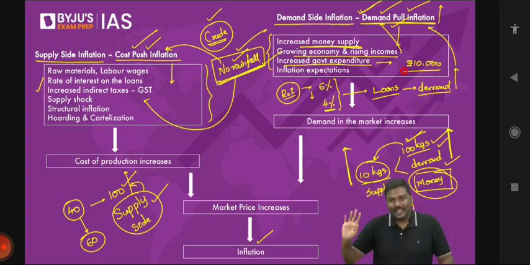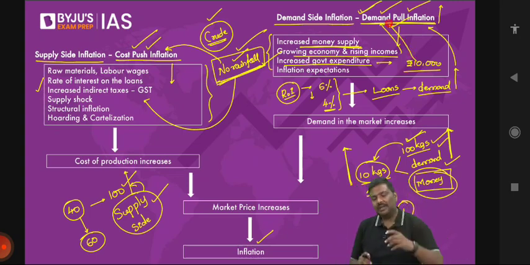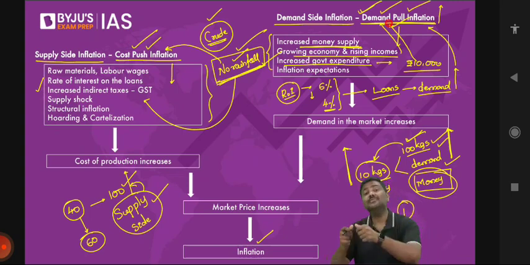Point number two. If all of us have 10,000 rupees, tell me, what will you do with it? Will you not go to the market and start purchasing goods and services? Will it contribute to the demand or not? Of course, yes. Now, some of you will say, but sir, the government is not giving me 10,000. It may not, but there are various schemes and welfare programs run by the government, where the government gives money to people.